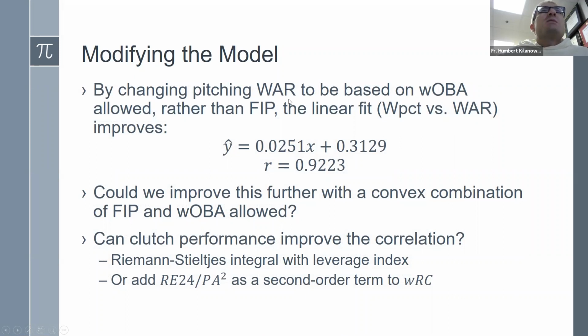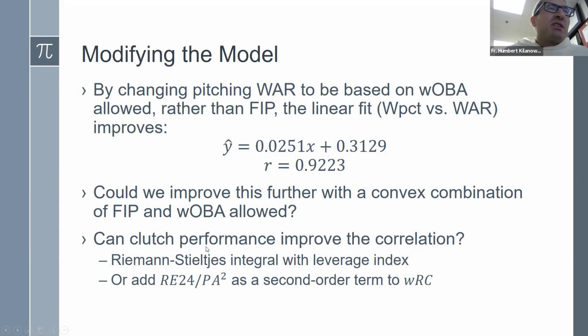If we change pitching wins above replacement to be based on wOBA rather than FIP, then our correlation coefficient goes up from 0.86 to 0.92. And if we take a convex combination of the two, maybe we can get something even better. That's something else we're working on now. Can we improve the correlation with clutch performance?